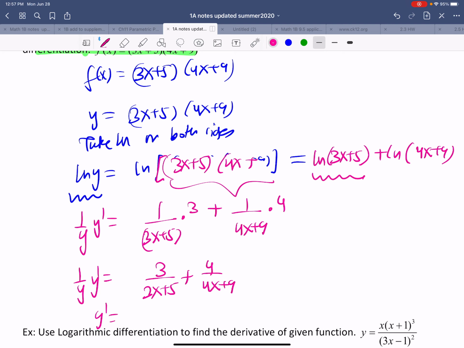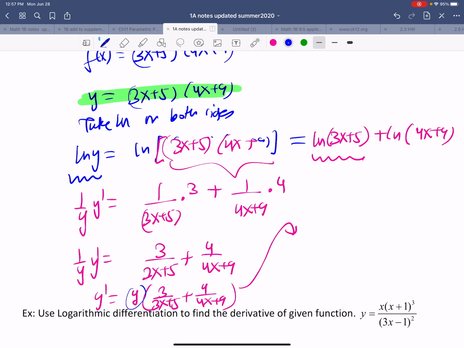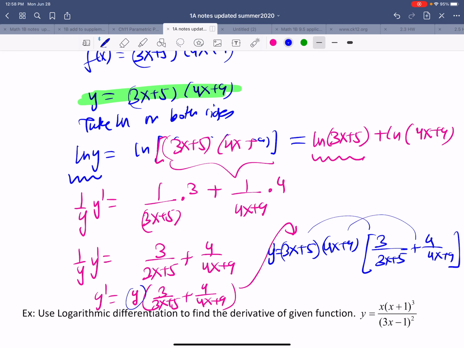Now we want to get y prime by itself, so I'm going to multiply both sides by y to isolate y prime. Finally, what did we call y? y was this whole thing. So I'm going to write y as 3x plus 5 times 4x plus 9. So y prime turns out to be 3x plus 5 times 4x plus 9 times the quantity 3 over 3x plus 5 plus 4 over 4x plus 9. Now we can distribute and simplify. I'm going to leave that part for you.